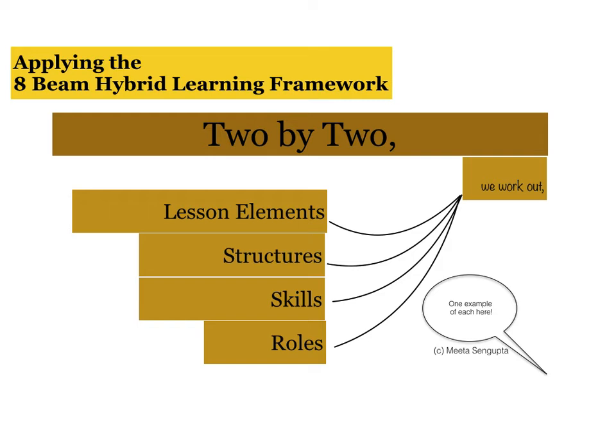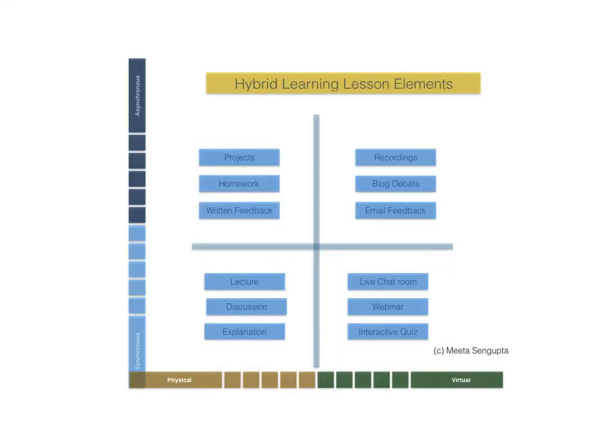So, what we've done here is we've taken one example of each of these four: lesson elements, structures, skills, and roles, by taking two by two of these beams at a time. Let's start with lesson elements. Hybrid lesson elements. Suppose we have synchronous and asynchronous learning. We have decided that we're going to go 50-50 on synchronous and asynchronous. I'm keeping it simple at 50-50 here, your choice entirely.